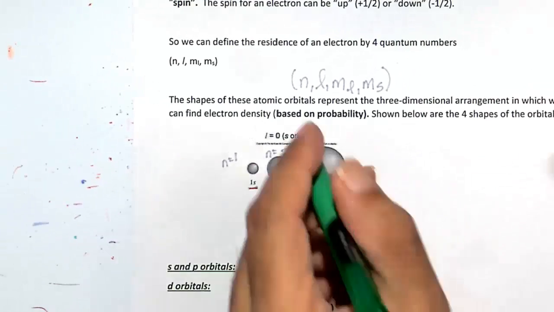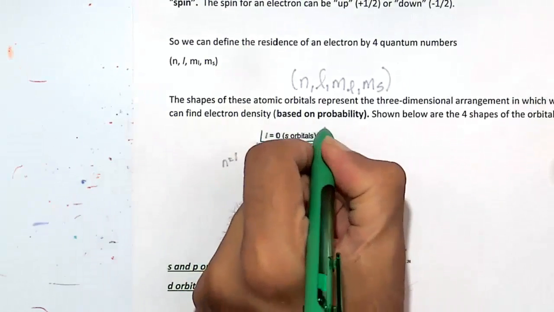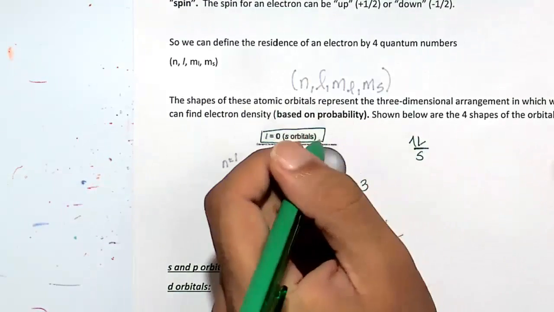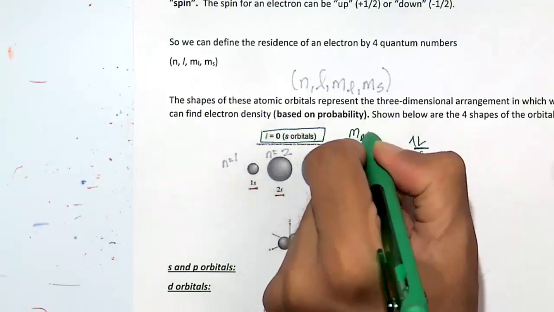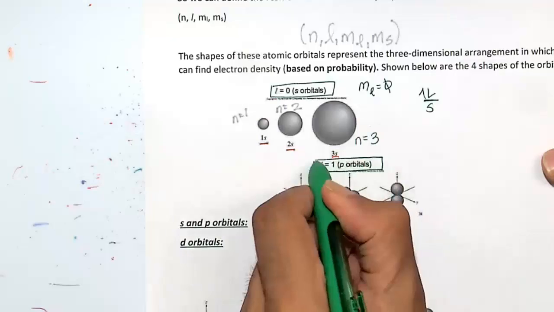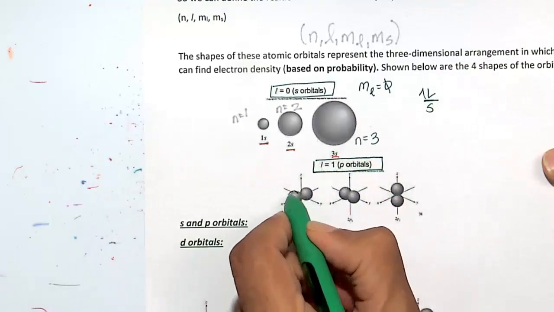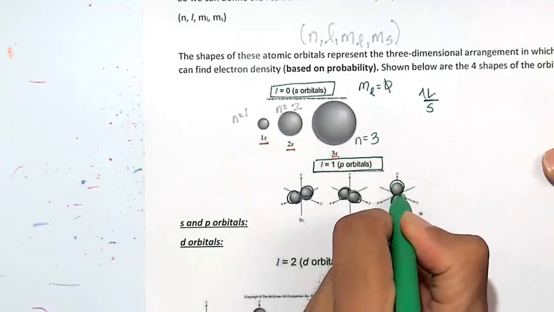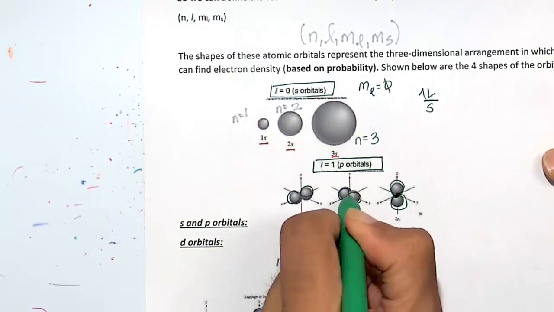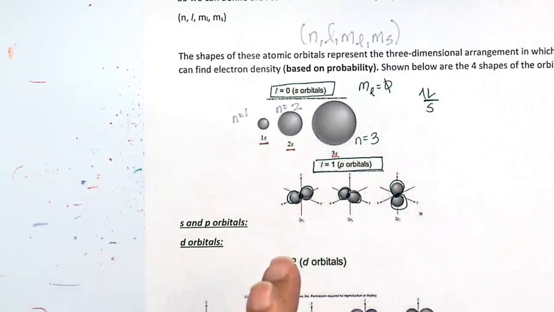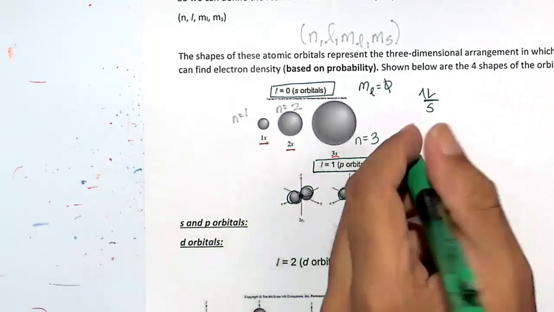What is L for an s orbital? L is 0. There's only one slot, spin up, spin down, so m sub L will also be 0. For the p orbital, remember your key here, L equals 1. And here are your dumbbells: a dumbbell along X, a dumbbell along Y, a dumbbell along Z. Right at the center is a node, near 0 electron density.